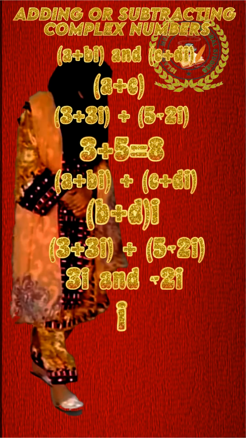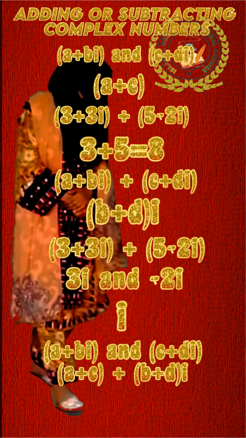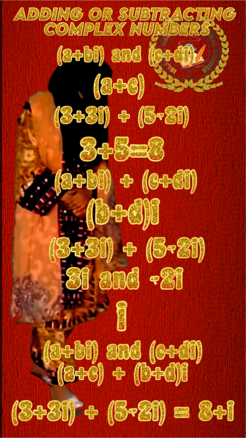To find the final simplified version of the sum, put the real part and the imaginary part back together. The result is the simplified sum of the complex numbers. The sum of (a + bi) and (c + di) is written as (a + c) + (b + d)i. Applying the numerical example, the sum of (3 + 3i) + (5 - 2i) is 8 + i.